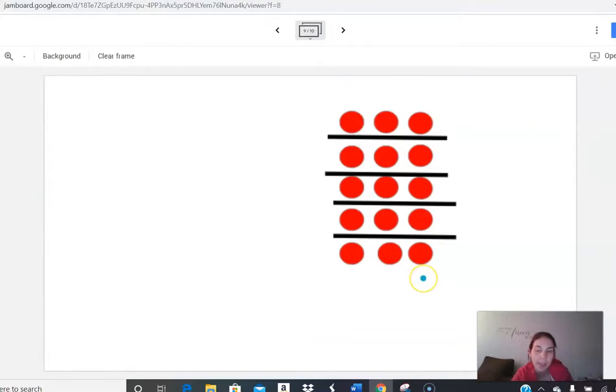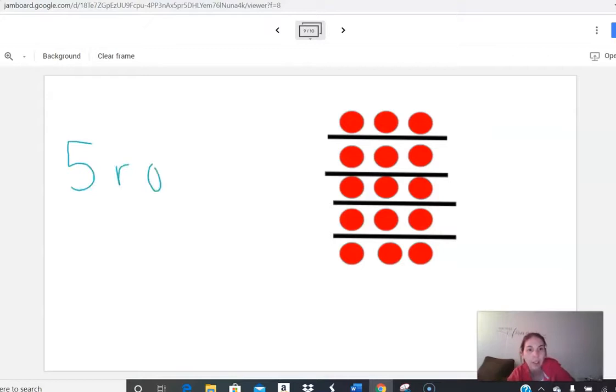This is the same array, but this time, instead of looking at the columns, we're looking at the rows. Remember, the rows go across. So this time we have 1, 2, 3, 4, 5 rows. We have 5 rows. And how many is in each row? 1, 2, 3. So we have 5 rows of 3. Okay?